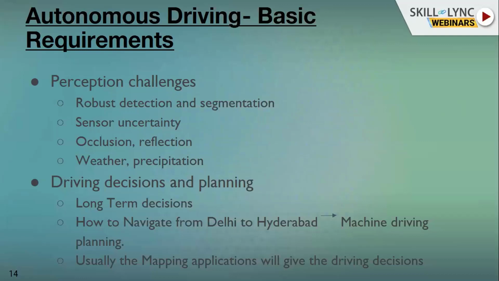And then driving decision and planning. Driving decision and planning is the next prior task. So one is long-term decisions. Long-term decision means how to drive from source to target, like a destination. Here I have just given an example: the long-term decision is how to navigate from Delhi to Hyderabad. So that will have the mission driving plan in our mission cycle. Usually the mapping application will give the driving decision.